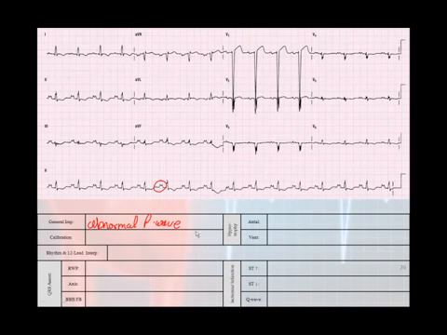The calibration, we're going to move on to the second step. Calibration, if you move over here to the side, it looks like it has a standard calibration. So calibration is going to be standard.